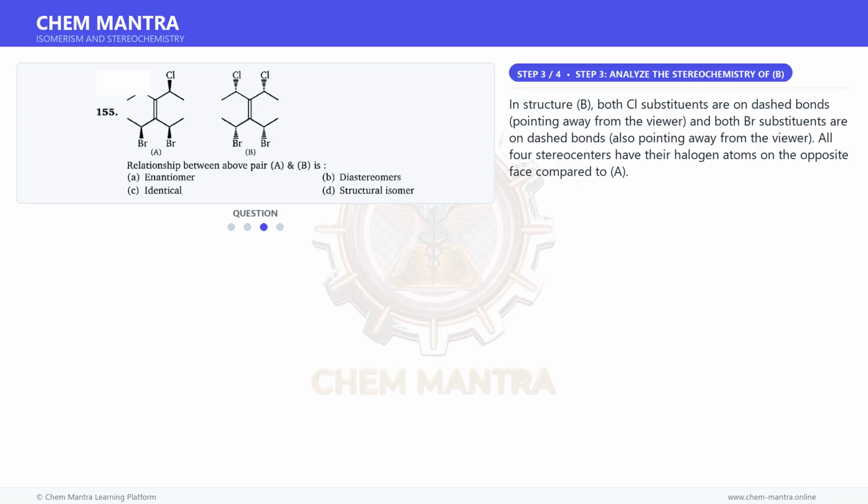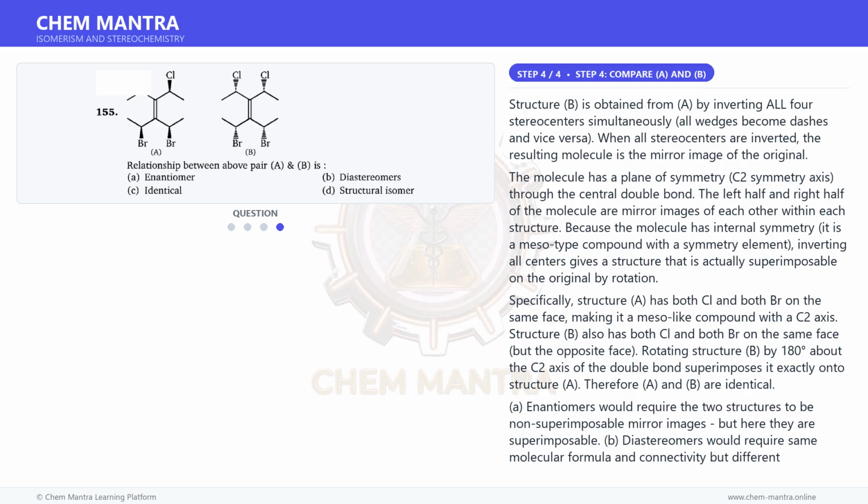In structure B, both Cl substituents are on dashed bonds, pointing away from the viewer, and both Br substituents are on dashed bonds, also pointing away from the viewer. All 4 stereocenters have their halogen atoms on the opposite face compared to A. And for the final step.